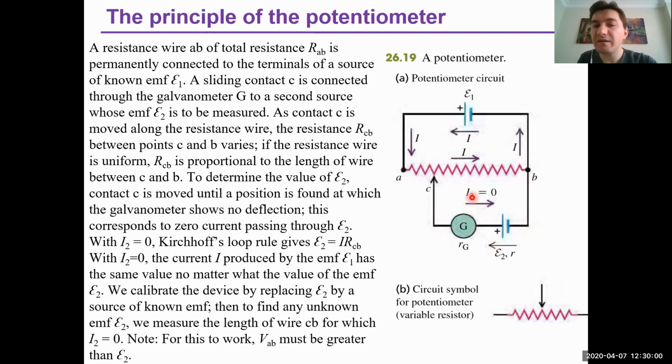So in that case, put a known EMF here, then the galvanometer will show you some result, and then remove that known EMF and put another unknown EMF, then you can measure the potential difference between the terminals of the EMF. This is the working principle of the potentiometer.